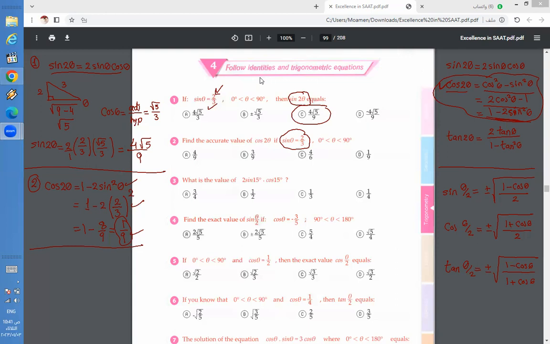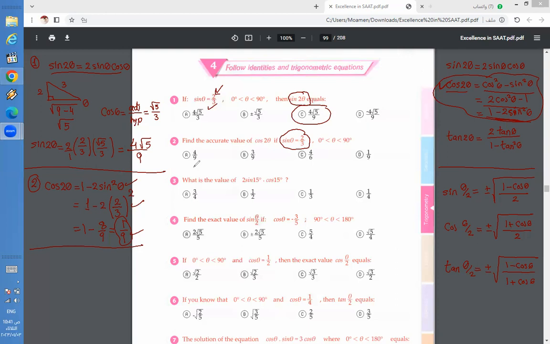Okay, Khalid, can you read the third problem, please? Yes, the third problem. What is the value of 2 sine 15 cosine 15? Okay, I need to find the value of 2 sine 15 cosine 15. How can we get the value of this?